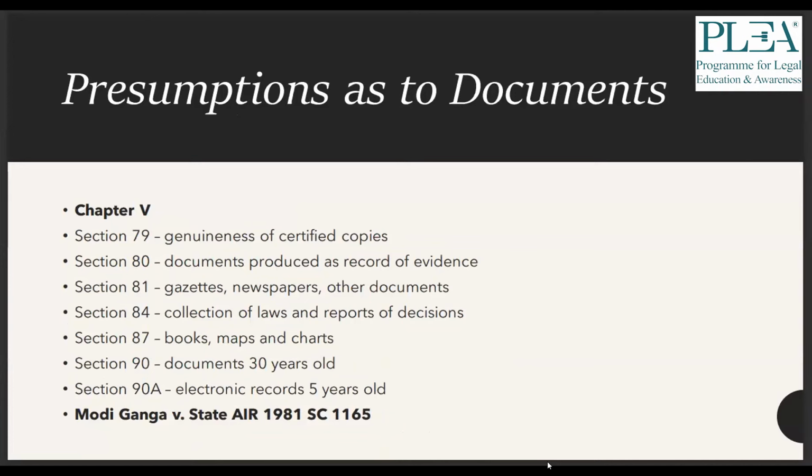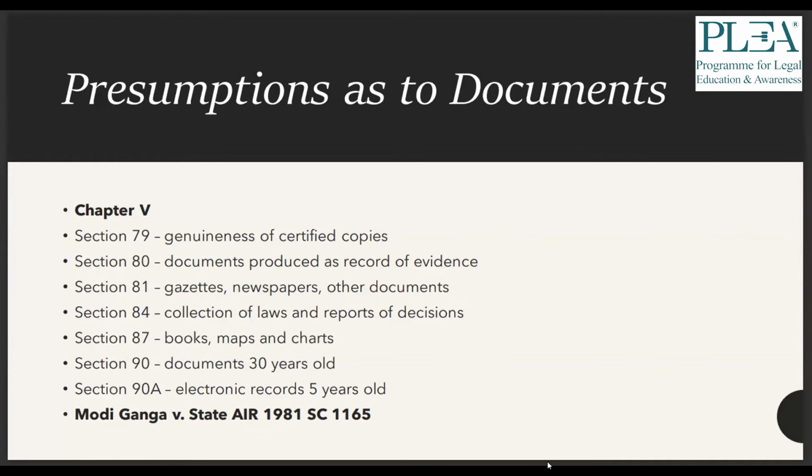Now, presumption as to documents, this is included in chapter 5. These are the relevant sections. Section 79 talks about genuineness of certified copies. Now, if you have taken it from the court, there are stamps, there are signatures of the relevant people, then of course it's a genuine document. That's what section 79 talks about. On what basis are you taking certified copies from lower courts and furnishing them to higher courts to support your case? Because they are genuine as per section 79 of chapter 5 of the Evidence Act.